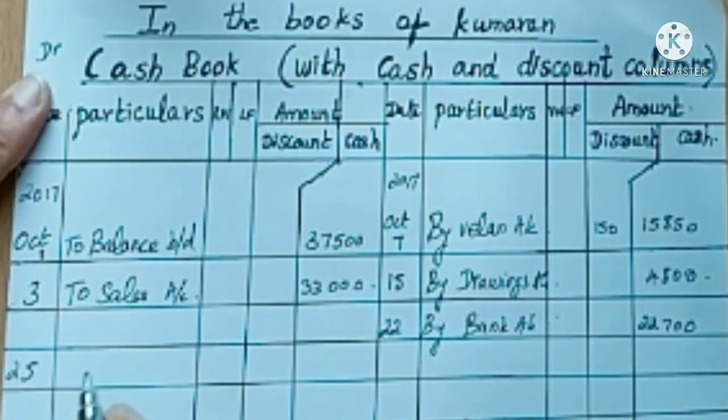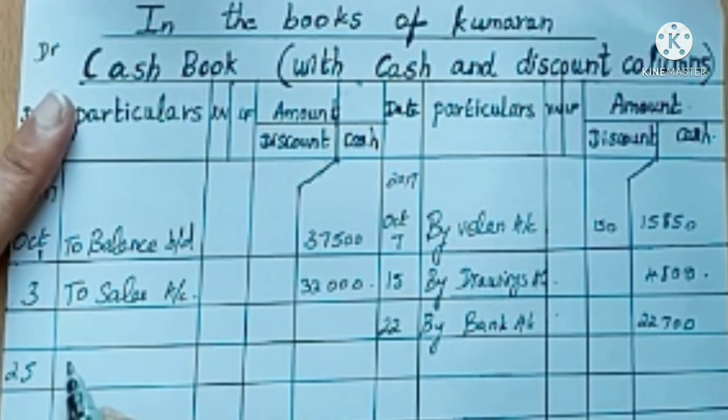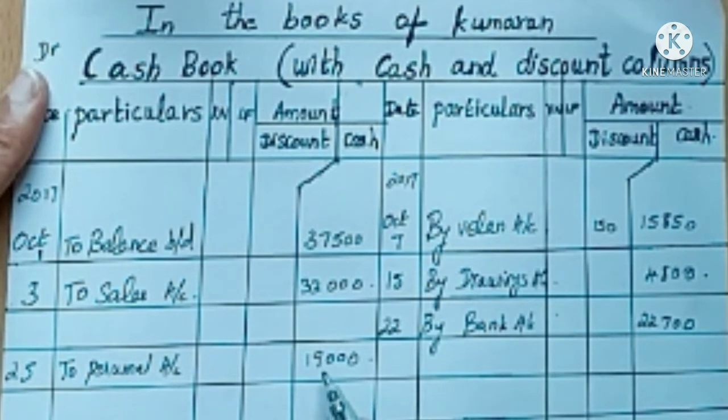Remember, on 25th I am receiving cash from Perumal. So to Perumal account. How much am I receiving from Perumal? 19,000 rupees I am receiving. But I have to receive 19,200. Since I am allowing him discount, I am receiving only rupees 19,000. So 200 rupees is the discount.